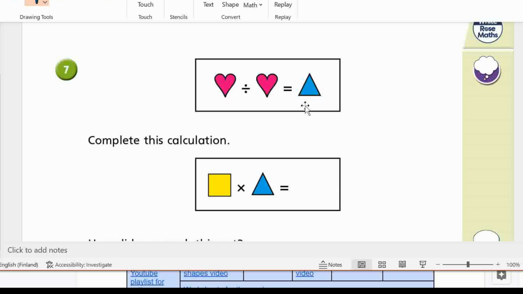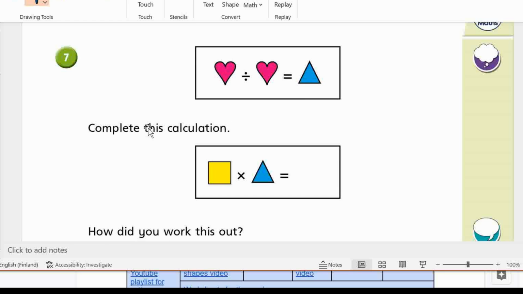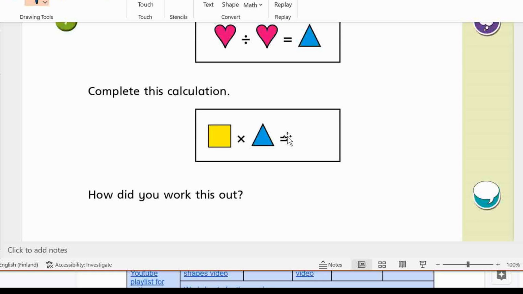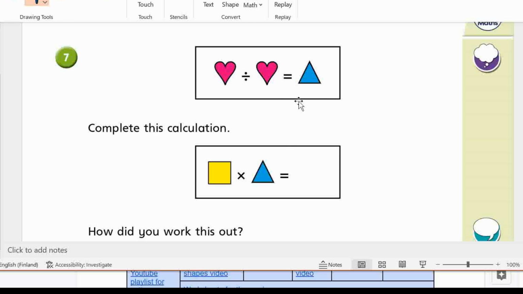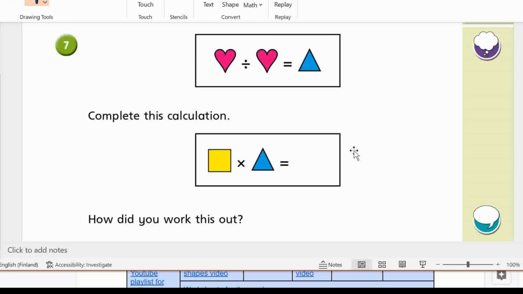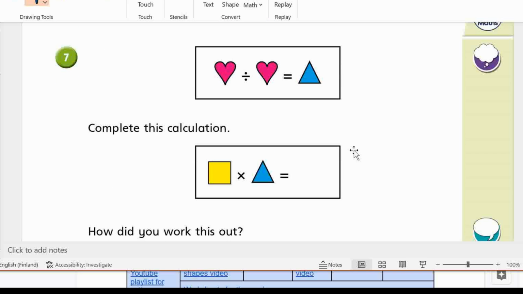So here we go. Okay, this is a funny one. This is what's called algebra, only they've used shapes rather than letters. Complete this calculation. Okay, heart divided by heart equals triangle. Square times triangle equals... okay, well, let's make up a number for heart. Here's one thing I'll just say, is these can be any number. Yeah? So it doesn't have to be the number of sides. It's a little bit tricky with a heart. Is it like 1? Should we say it's 1?